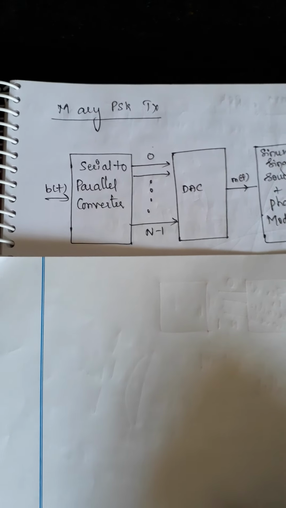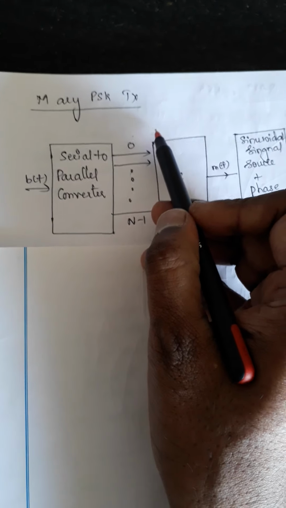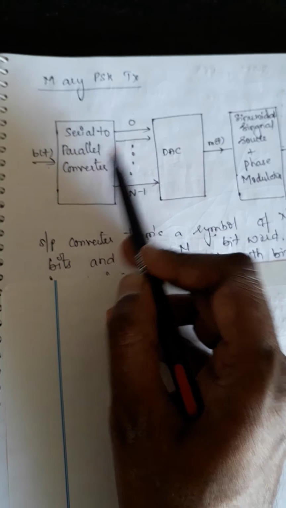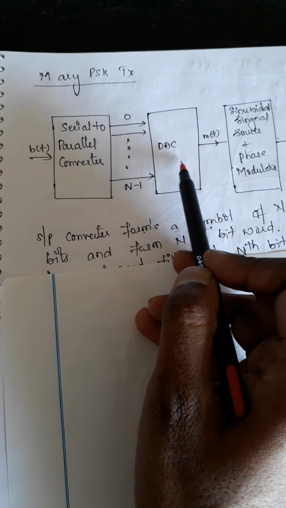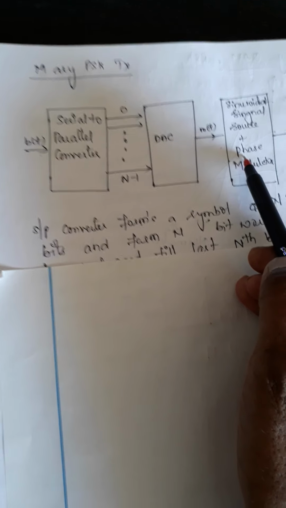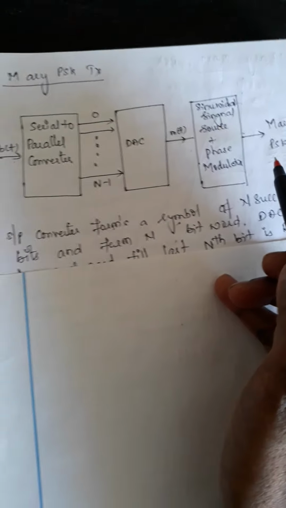Now I am concentrating on the next part, which is the M-ary PSK transmitter. You can observe that B of t, a serial to parallel converter, 0 to n, a DAC, M of t, followed by the phase modulation, followed by the M-ary PSK block diagram. I am just going to brief it up.